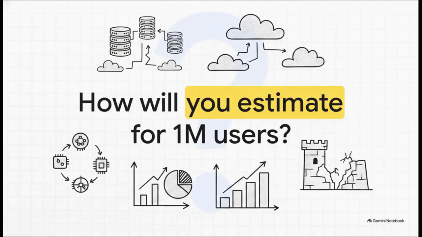Which brings us to our final provocative question, the ultimate boss battle for day 3. How will you estimate infrastructure for 1 million users? You have the definitive blueprint in your hands right now. You know the exact 6 metrics you need to evaluate to avoid a catastrophic crash. So can you translate those metrics into a bulletproof architecture?